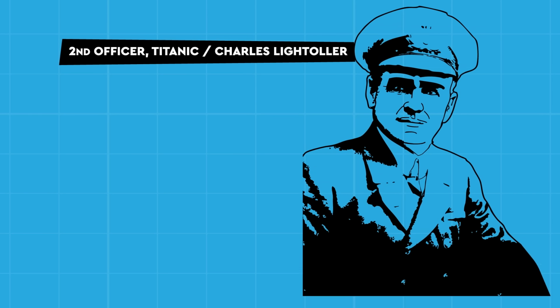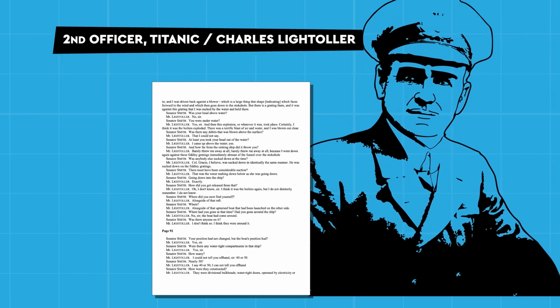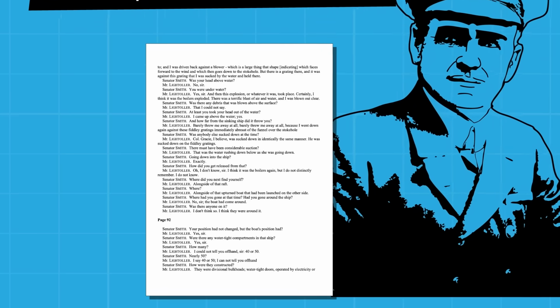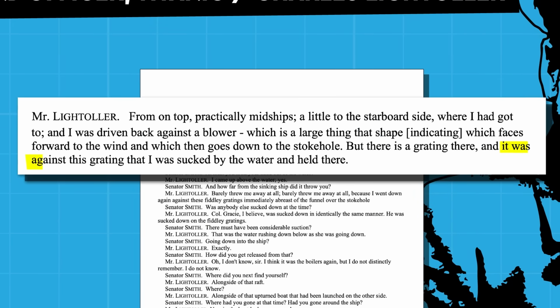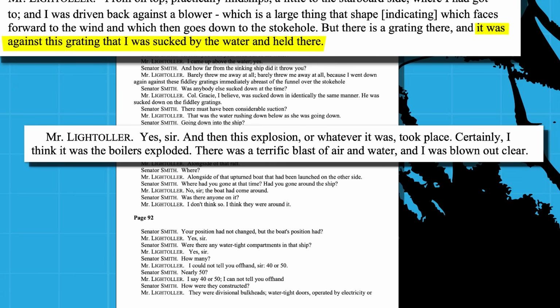Second officer Charles Lightoller also described being sucked down, but he himself explains that this was due to water rushing into the ship through a grate. "It was against this grating that I was sucked by the water and held there." Lightoller was briefly trapped underwater, but was then freed to the surface. "There was a terrific blast of air and water, and I was blown out clear."